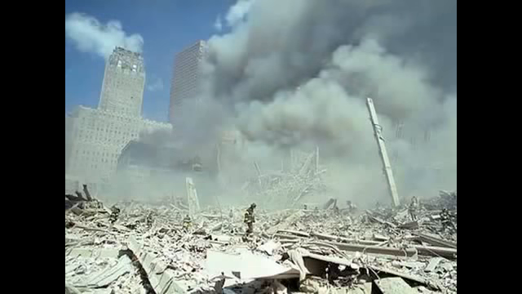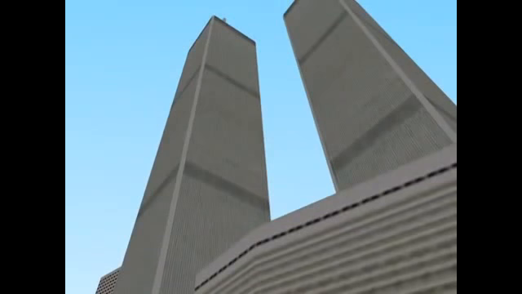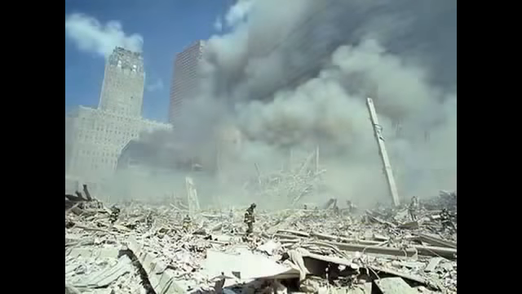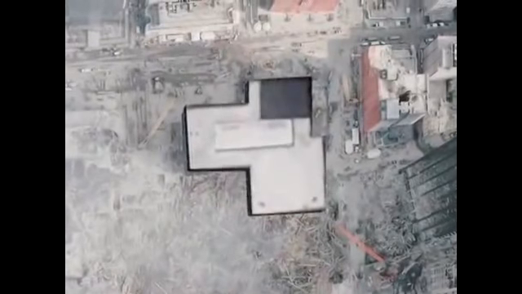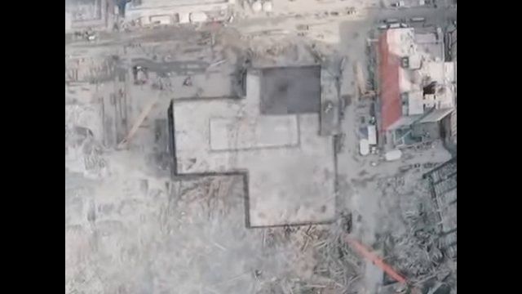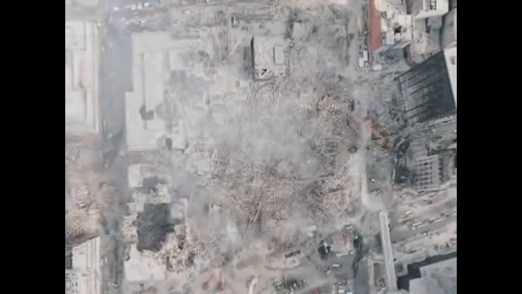This is looking north, northeast, across where Tower 1 used to stand an hour or two earlier. Where'd it go? Here's a top view of the site. Building 4, you don't have the main body of it, you just have the north wing. Where did it go? Where are the towers?